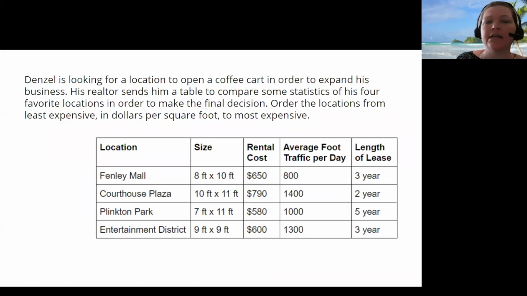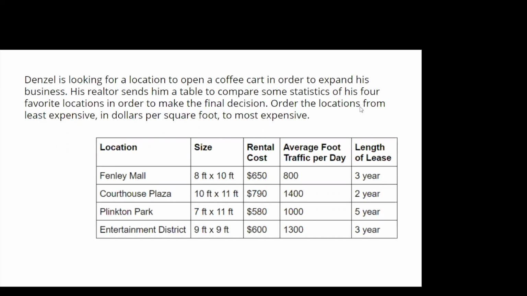So Denzel is looking for a location to open a coffee cart in order to expand his business. His realtor sends him a table to compare some statistics of his 4 favorite locations in order to make the final decision. Order the locations from least expensive in dollars per square foot to most expensive. All right, guys, what are they asking me to do or to find? We want you to order the locations from least expensive in dollars per square foot to the most expensive.